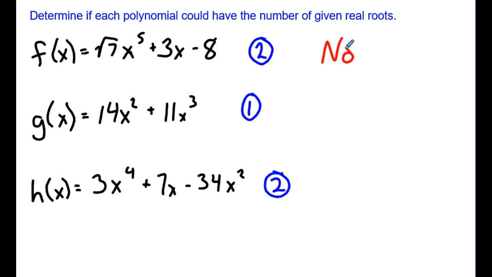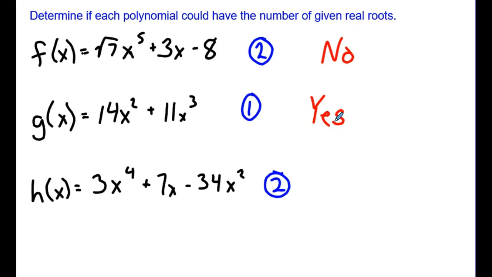Next, we have g of x equals 14x squared plus 11x cubed. Highest degree is 3, which means there's going to be 3 total roots. Is it possible to have exactly 1 real root? Well, if you have exactly 1 real root, that means there's 2 left, so you have 2 imaginary roots. Those could be a conjugate pair. So yes, this would be possible. It's possible to have a degree 3 polynomial with exactly 1 real root.